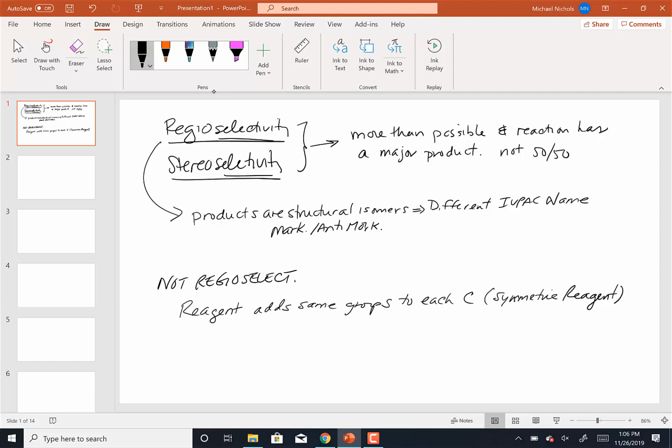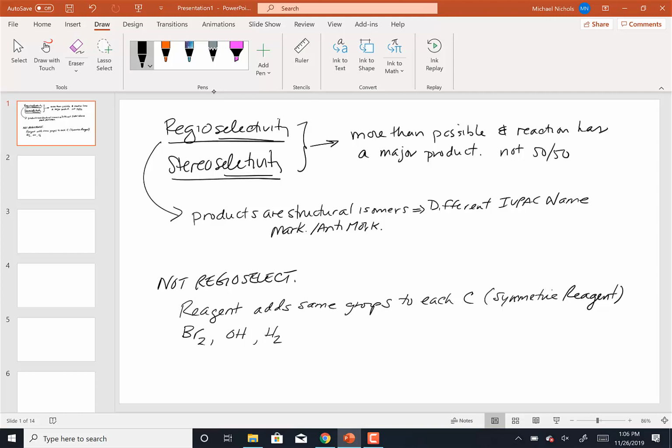If you go back and remember which reagents add the same things, or if you look at your chart, you will see that that's reagents like Br2, all of the cis hydroxylation reactions, as well as when you add hydrogen. Those add the same thing, and if you're adding the same thing, you're only going to get one product. Therefore, those cannot be regioselective by definition. So you won't have a regioselective Br2 addition.